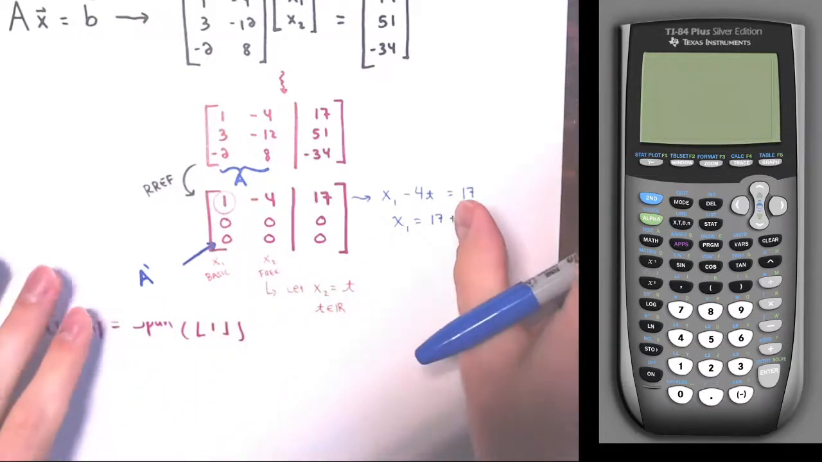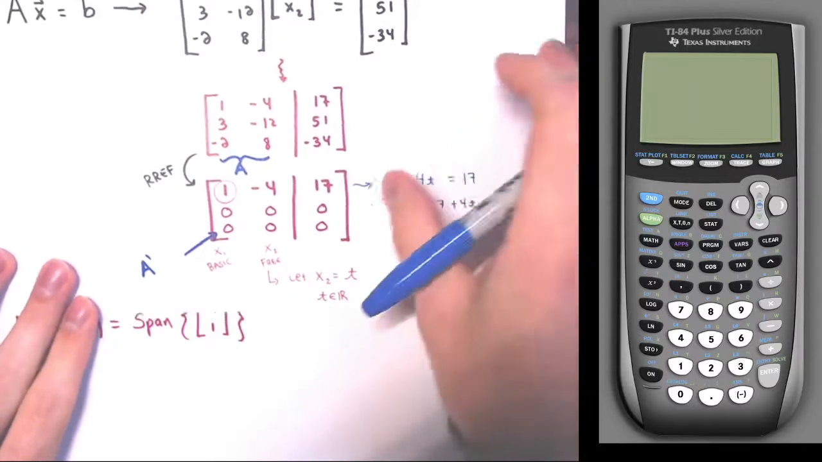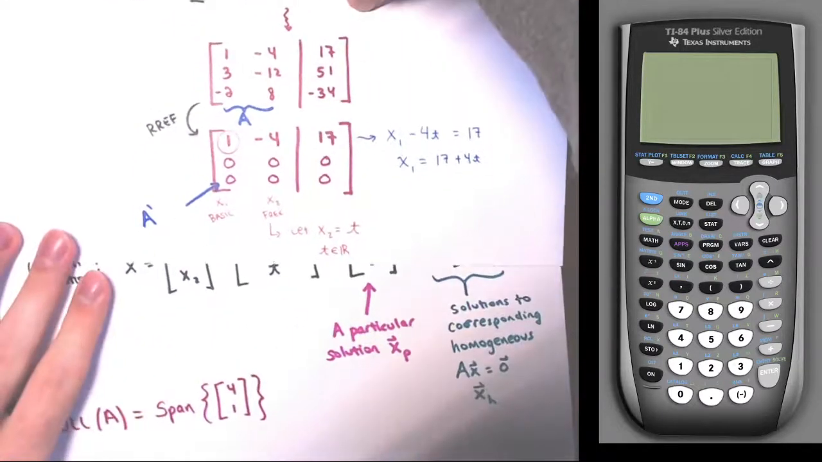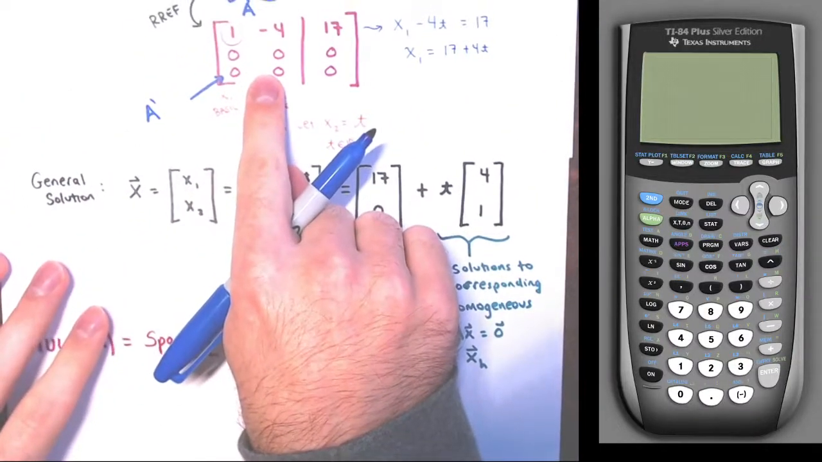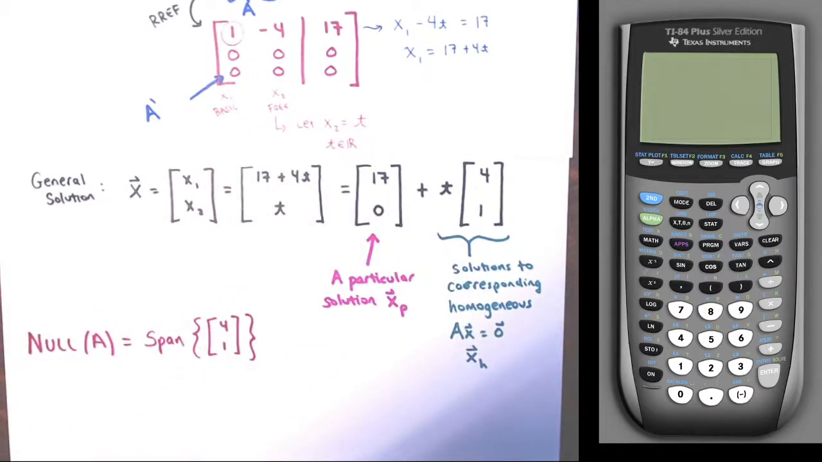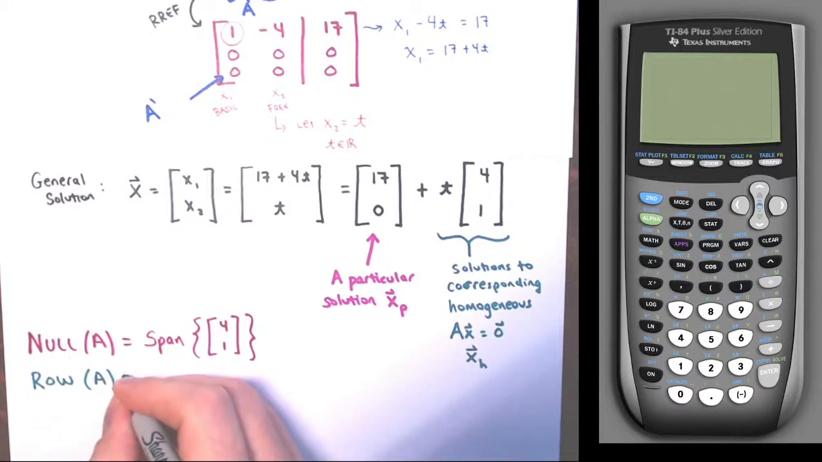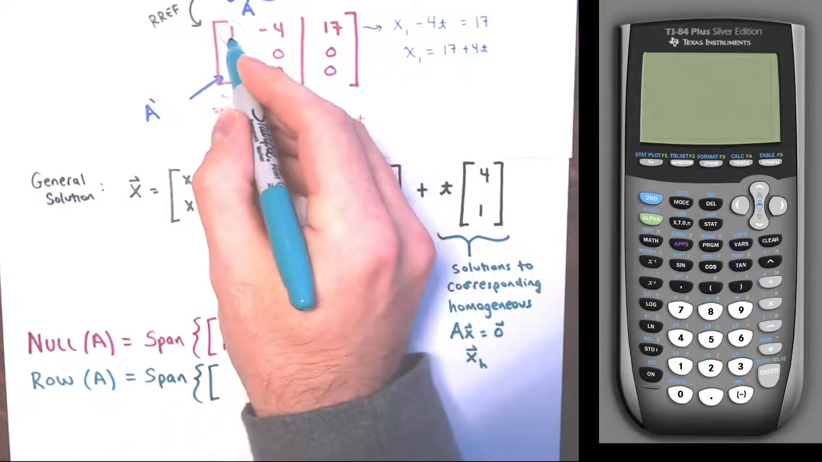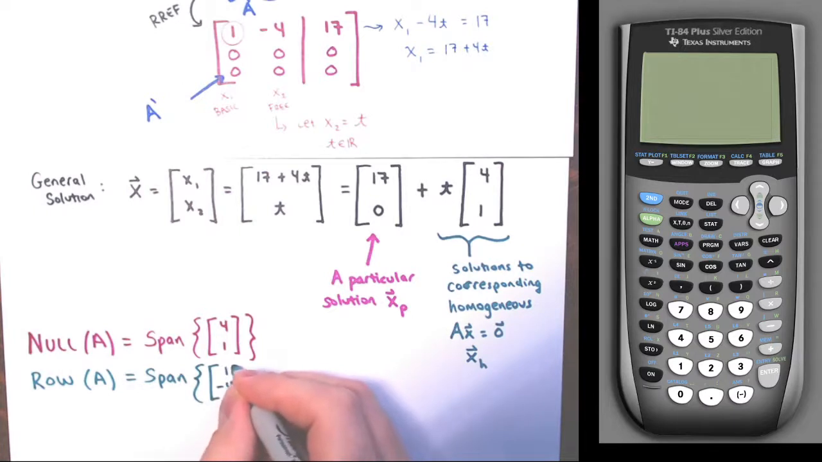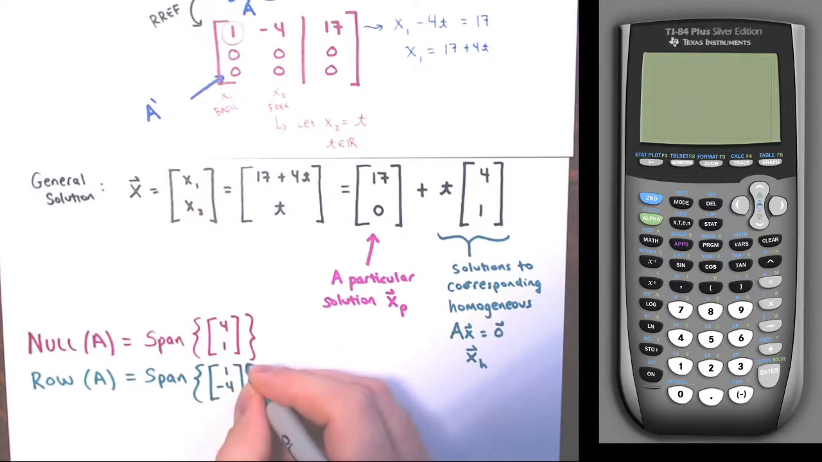Now I'm going to write it as a column, just to maybe save a little space. But we see here from the reduced echelon form of A that the row space of A is the span of the set with the vector 1, -4. Again, I'm writing it as a column. I could put a transpose here just so you know that it's actually a row vector. But still, we have 4, 1 and 1, -4.